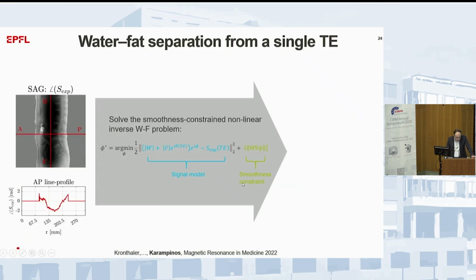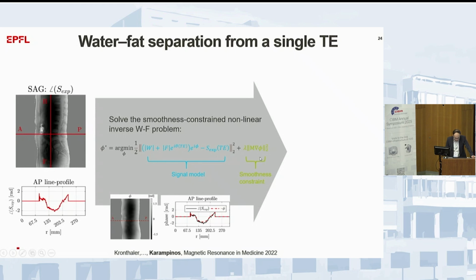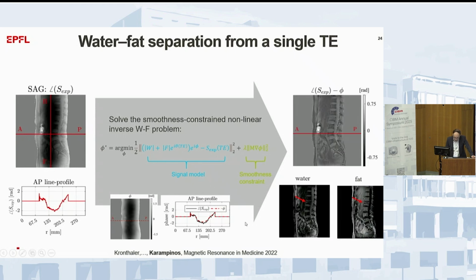And the way to do that is by formulating a smoothness-constrained, nonlinear inverse water-fat problem. So we have a data consistency term here, and we also apply a constraint that this phi, the background phase I mentioned before, is smooth in the image domain, usually the 3D domain that we scan. If we do that, we're able to estimate that phase, and after we remove that background phase, we have an image that looks quite nice, because all the phase information is being encoded.